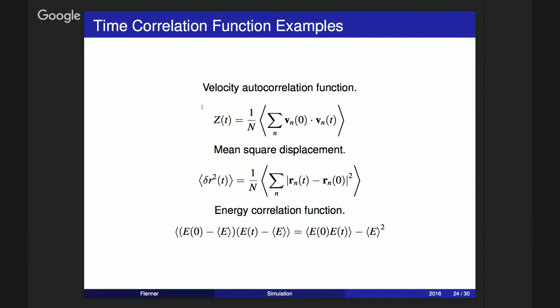Another one down here is the energy correlation function. This is another time correlation function. But you notice that these we call self-averaging, because this is single particle quantities. This energy correlation function would be a time correlation function of the whole system.